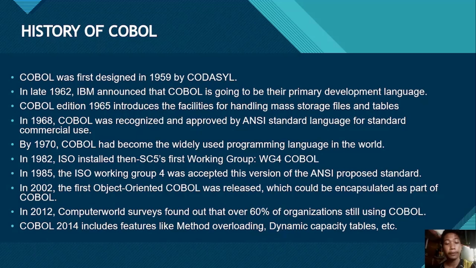In 2002, the first object-oriented COBOL was released, which could be encapsulated as part of COBOL. In 2012, Computerworld found out that over 60% of organizations were still using COBOL. COBOL 2014 includes features like method overloading, dynamic capacity tables, etc.